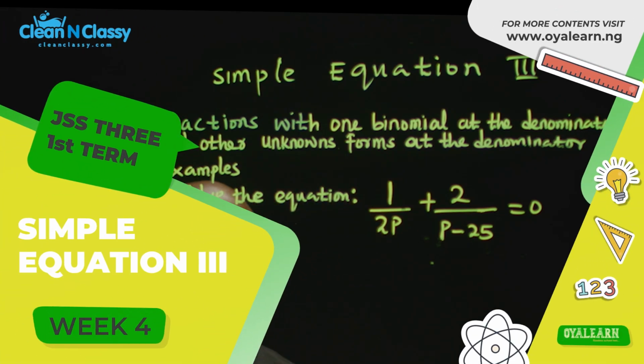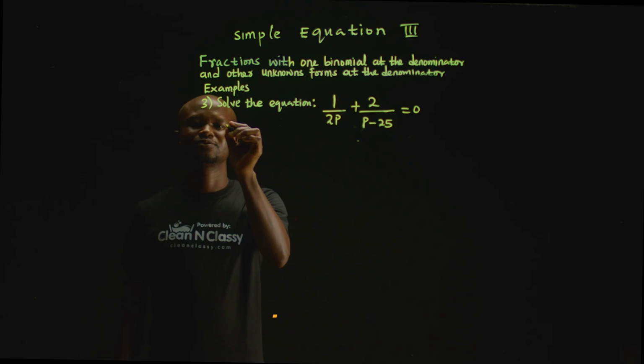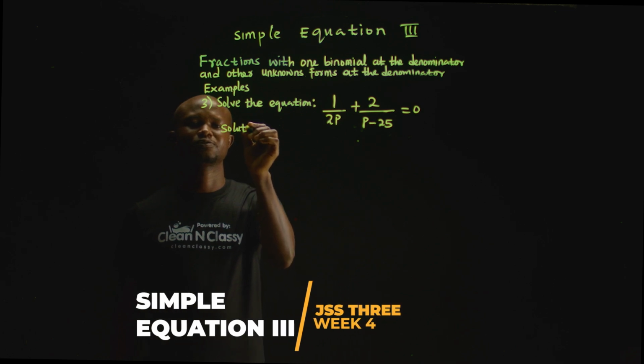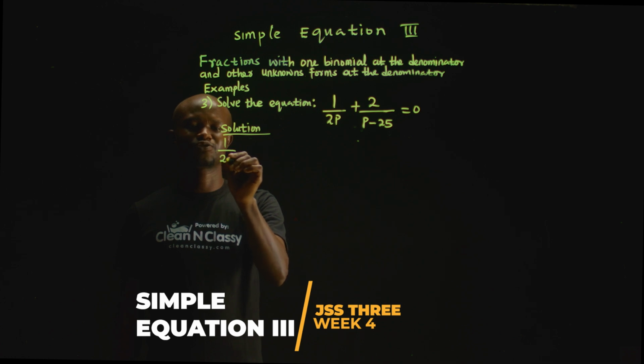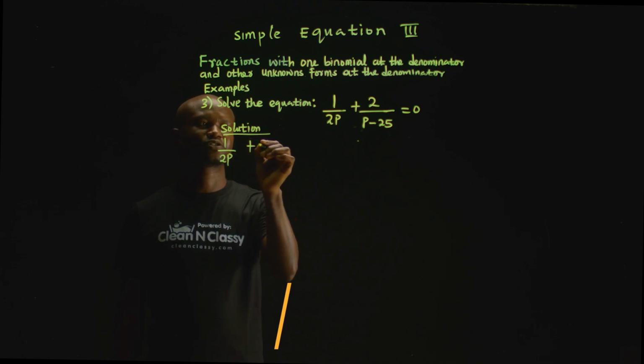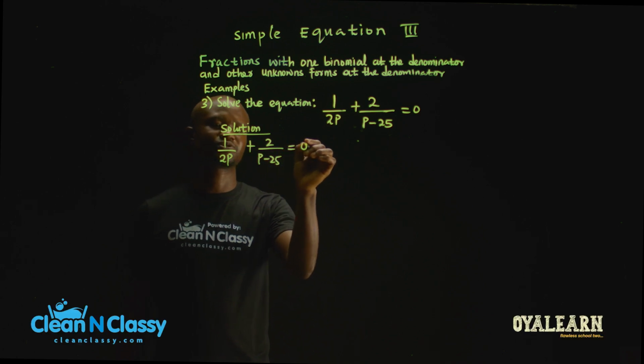Solve the equation. Solution. We have 1 divided by 2p plus 2 divided by p minus 25 equals 0.